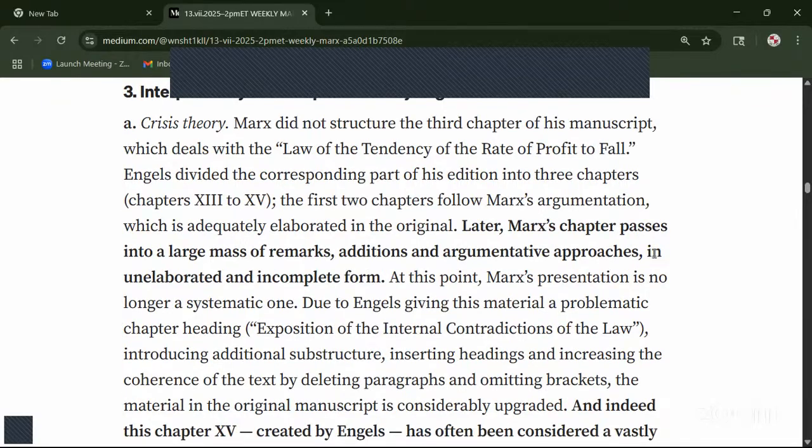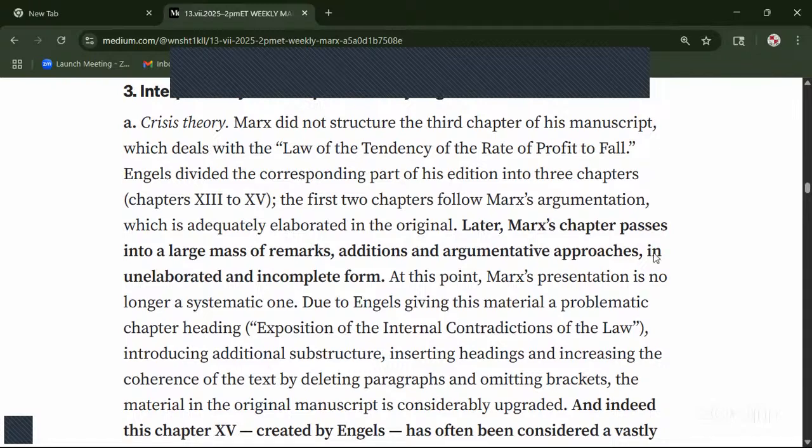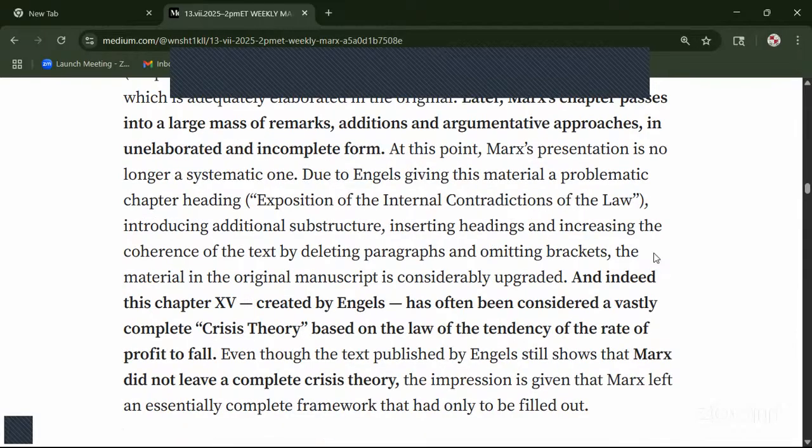Due to Engels giving this material a problematic chapter heading, that is, exposition of the internal contradictions of the law, introducing additional substructure, inserting headings, and increasing the coherence of the text by deleting paragraphs and omitting brackets, the material in the original manuscript is considerably upgraded. And indeed, this chapter 15, created by Engels, has often been considered a vastly complete crisis theory based on the law of the tendency of the rate of profit to fall.